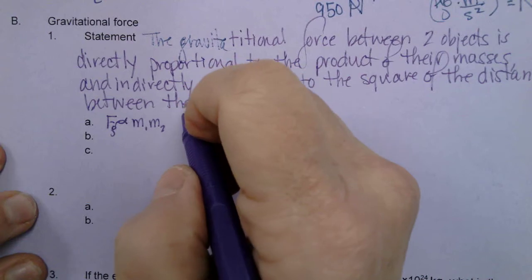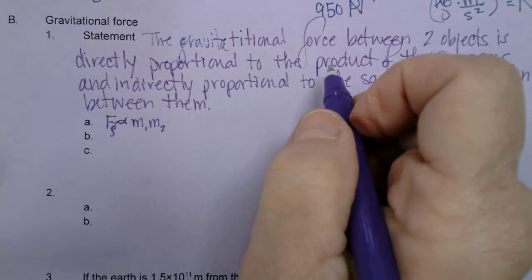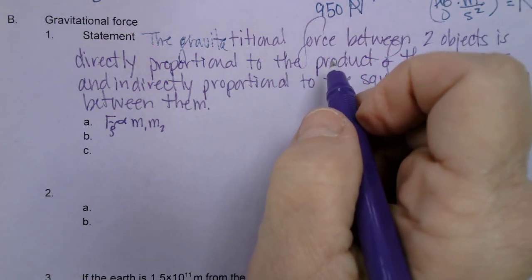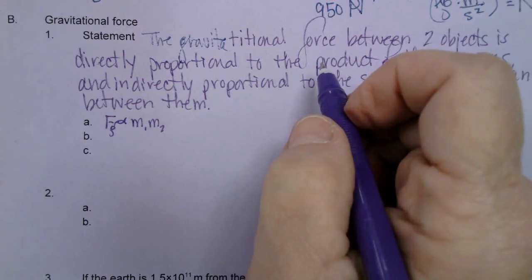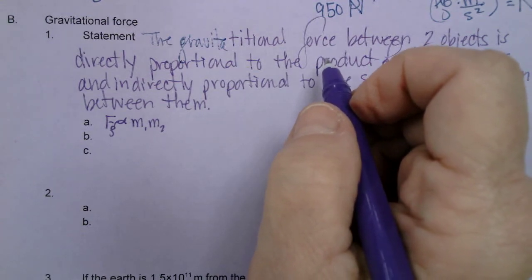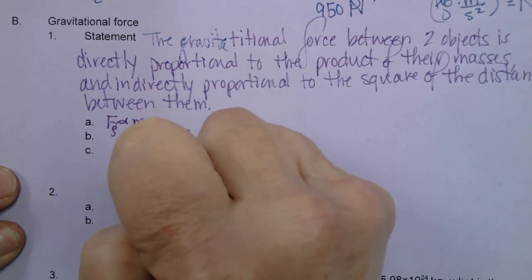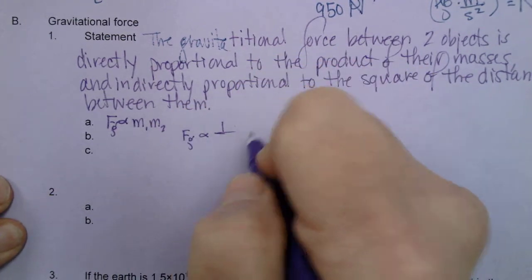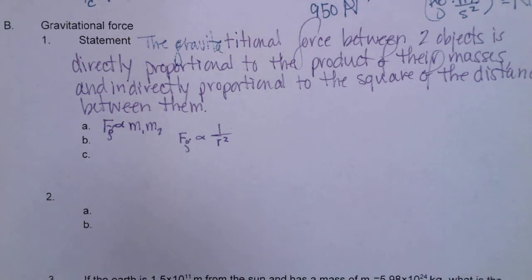Any idea how you would write an indirect proportionality? I've had students try to make the fish go the other way for my alpha symbol, make it go down. But really the only way you can do an inverse proportionality is to put one of the two things in the denominator. So it's going to look like this. F sub g is inversely proportional, 1 over, makes it inversely proportional to the square of the distances between them. And of course, we've been using radius for these distances.